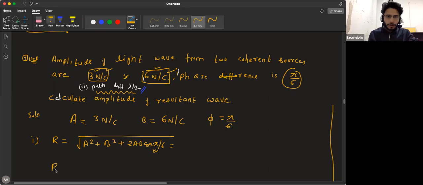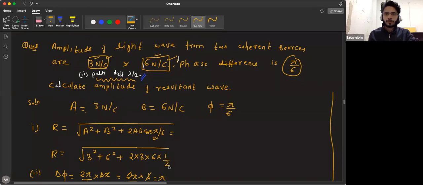So see, the amplitude of the resultant wave is root over A square. How much is A? A is 3, so that's 3 square. B square, B is 6 square. Twice of AB, 2 into 3 into 6 into cos pi by 6. Cos pi by 6 is half. So this 2 and 2 get cancelled out. So this is root over 9 plus 36 plus 18. So this is equal to 45, or 55, 63 Newton per coulomb. That's the first part.